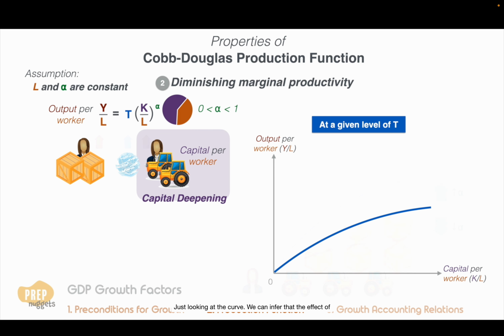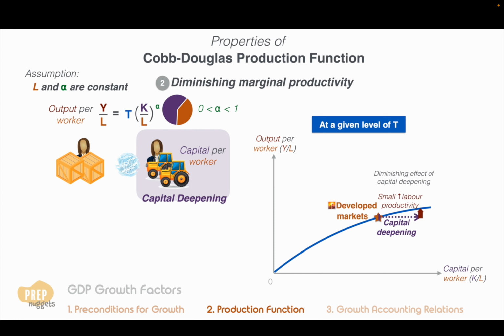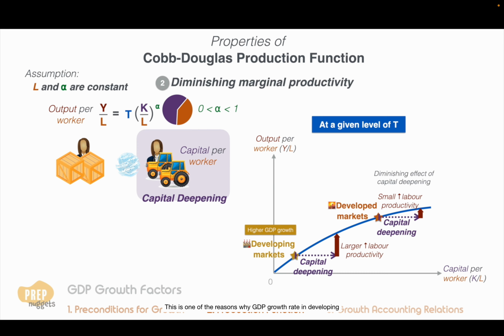Just looking at the curve, we can infer that the effect of capital deepening diminishes further up the curve. For example, developed markets tend to already be at a high capital to labour ratio, so increasing the amount of capital investments may do little to increase labour productivity. Contrast that to developing markets which operate at a much lower capital to labour ratio. For the same amount of capital deepening, the increase in labour productivity is much higher. This is one of the reasons why GDP growth rates in developing nations are significantly higher than that of developed nations.